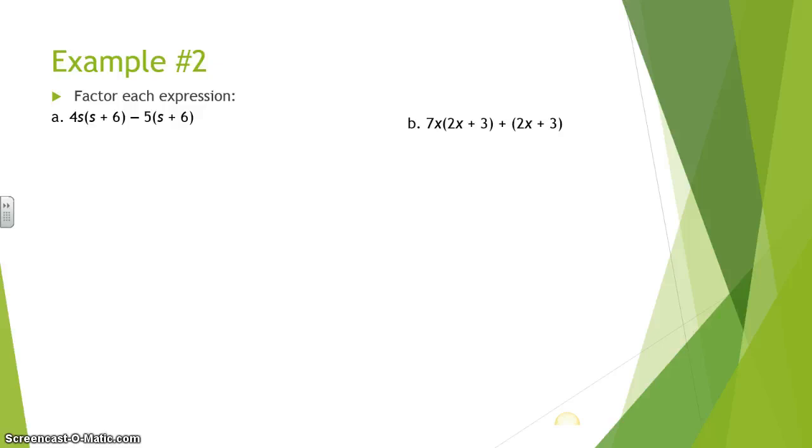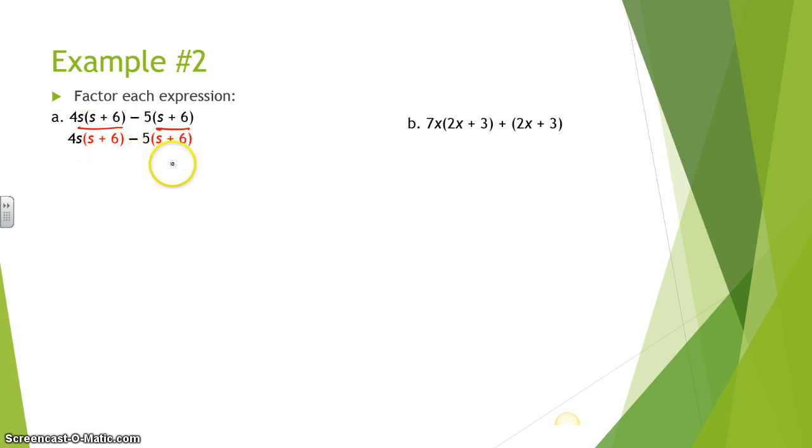Here we have a little bit different situations going on right here. What we need to do is find a common binomial factor. So if we're looking at A right here, we have 4s(s + 6) - 5(s + 6). What is my common binomial factor? That's going to be s + 6. Notice it's in each situation. So we're actually going to factor that out.